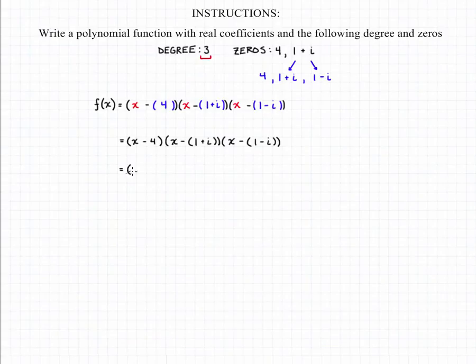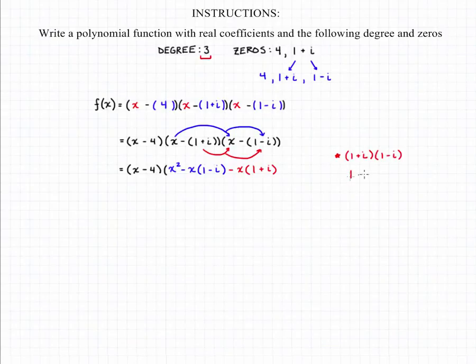So now we're going to perform polynomial multiplication on the two conjugates that we have there. We're going to multiply x times x, which is going to give us x squared, and then x times that negative (1 minus i), which will give us negative x times (1 minus i). We then take the negative (1 plus i), multiply that by x, which will give us negative x times (1 plus i), and now we multiply the two parentheses with i together. So this is going to be (1 plus i) times (1 minus i).